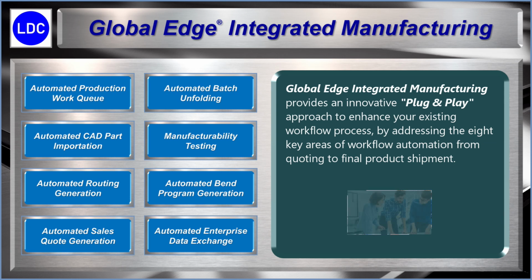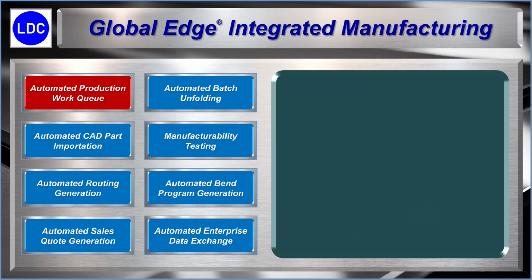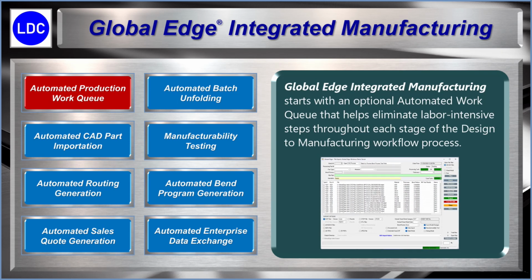Global Edge Integrated Manufacturing provides an innovative plug-and-play approach to enhance your existing workflow process by addressing the 8 key areas of workflow automation from quoting to final product shipment. It starts with an optional automated work queue that helps eliminate labor-intensive steps throughout each stage of the design to manufacturing workflow process.